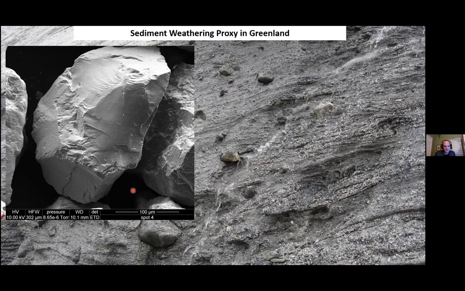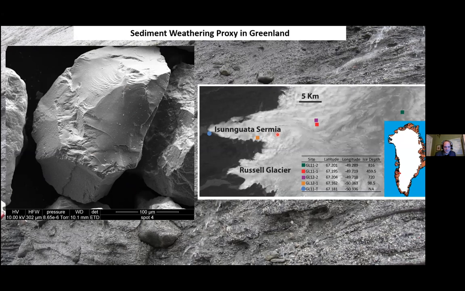This is where I worked, East Greenland, a lovely place. We took samples at four sites, we took subglacial samples accessing the bed through hot water drilling, and we also took samples at the terminus here.